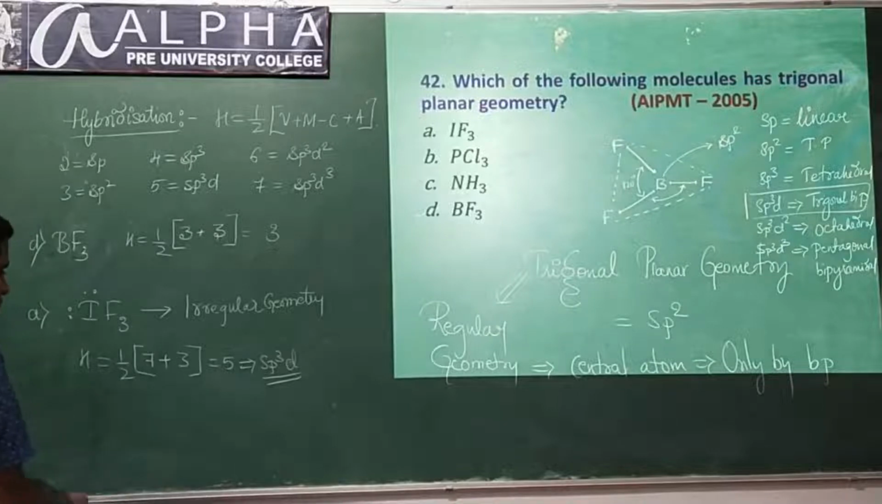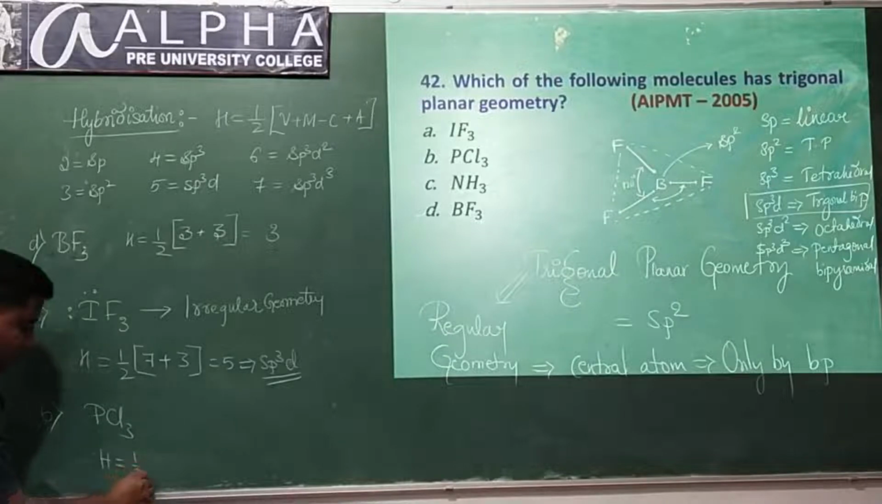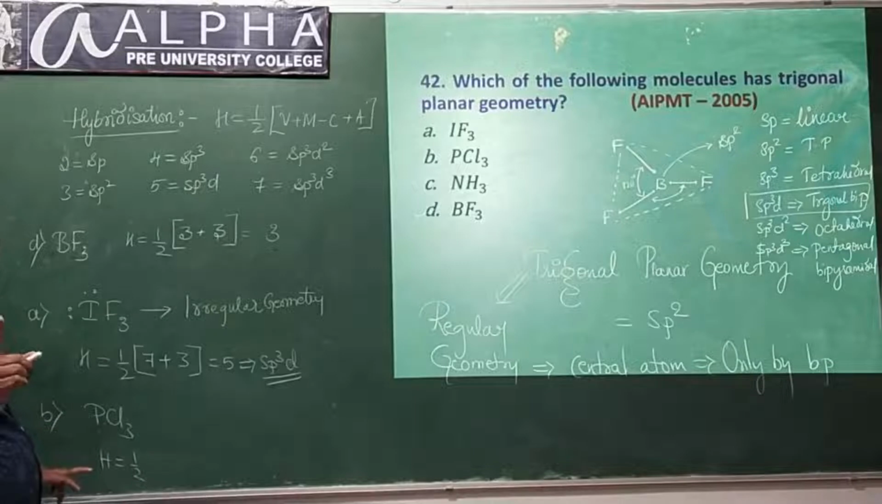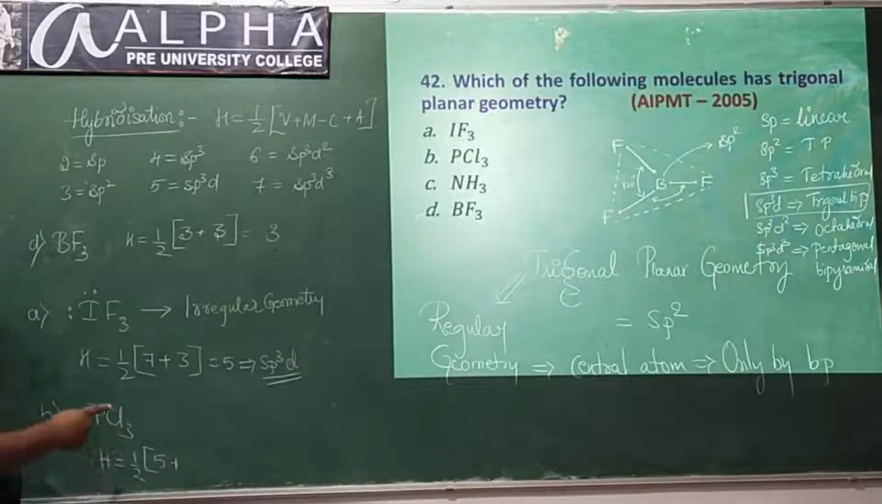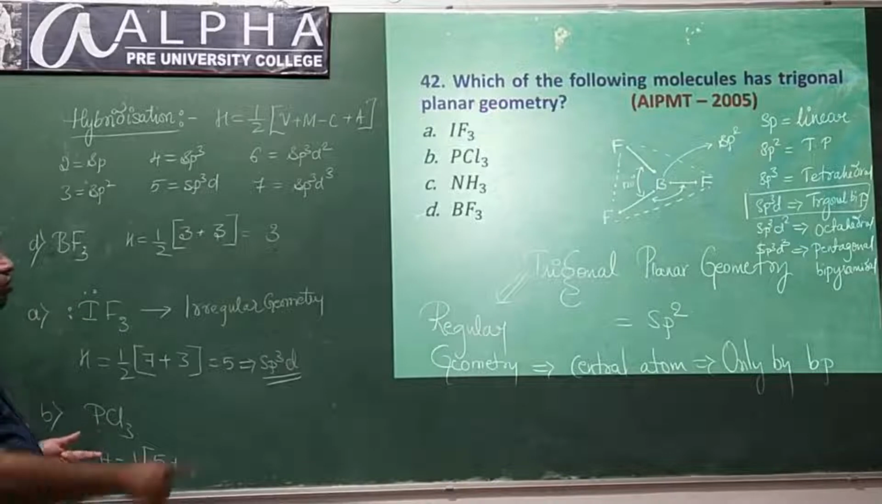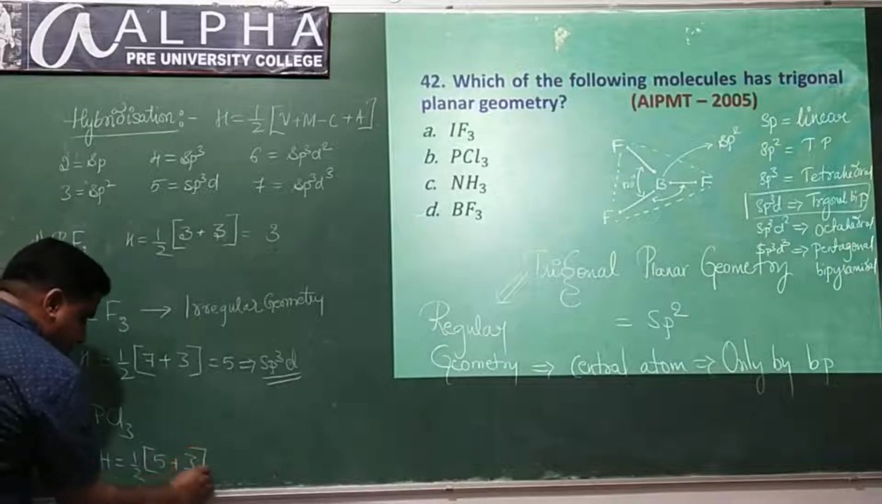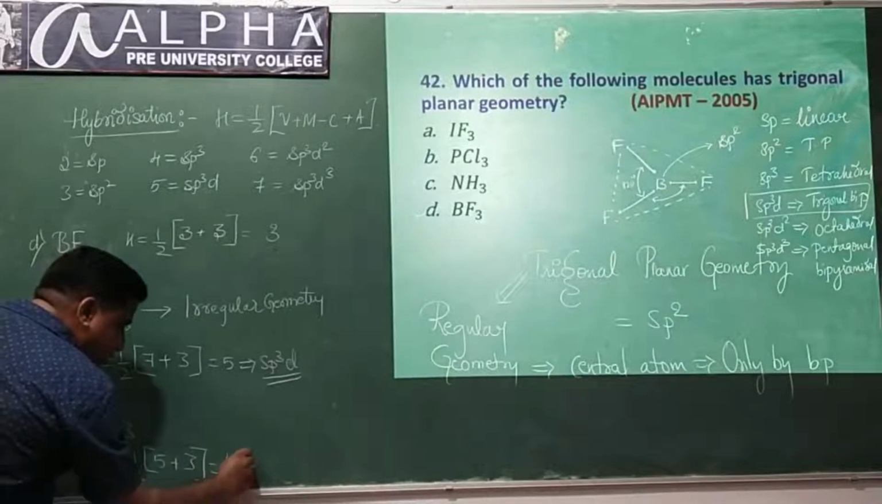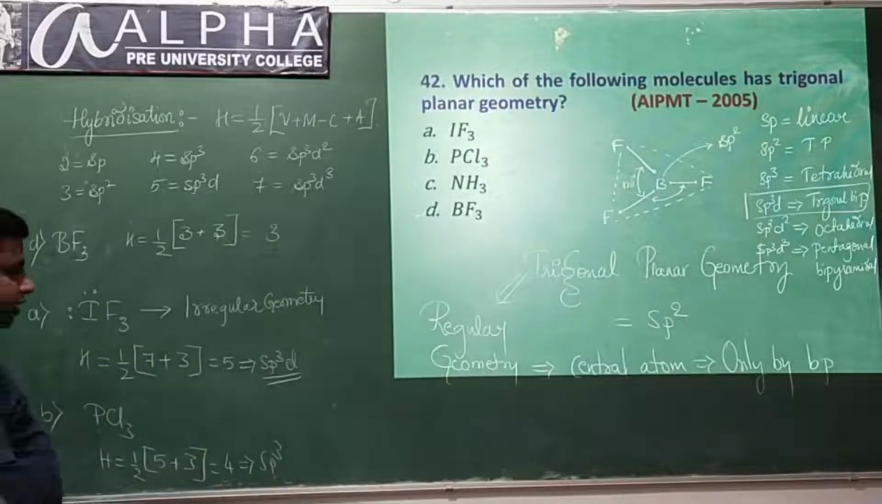Is that simple? Next, option B, PCl3. Check the hybridization of the central atom. Hybridization is equal to half of... Phosphorus belongs to the nitrogen family, 15th group, which means 5 valence electrons. There are 3 chlorine atoms, which are monovalent, so the number of monovalent atoms is 3. Any positive charge? No. Any negative charge? No. So 5 plus 3 is 8, half of 8 is 4. 4 means sp3 hybridization.